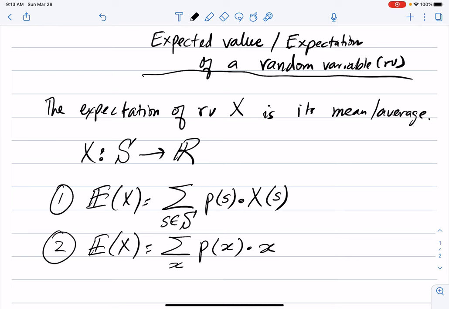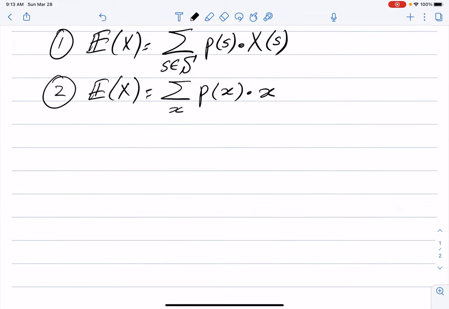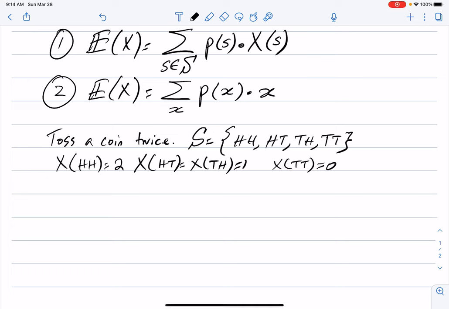So these two are equivalent. Again, the little x is the value that big X maps an outcome to, and s is the outcome itself. Let's look at a simple example and show that they give us the same value. Suppose the experiment is that we toss a coin twice, and the sample space is HH, HT, TH, and TT. Suppose I define a random variable that captures the number of heads in these two tosses of the coin. So X of HH is 2 and so on. If I ask what is the expected value of X, I will show it based on both definitions.